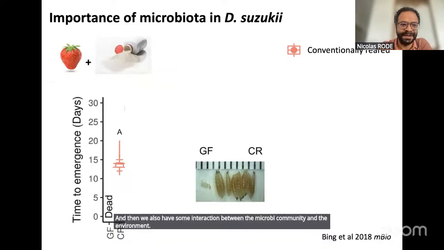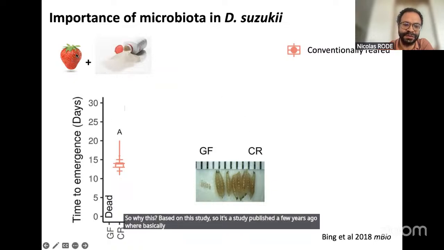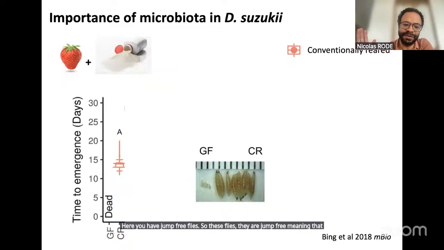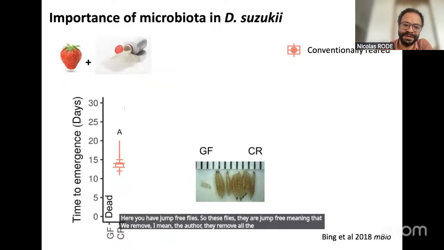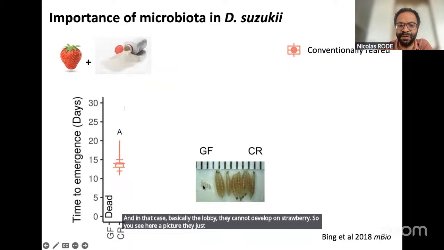So why this? Based on a study published a few years ago, where they basically crushed strawberries and just added agar. Here you have the time to emergence, and here you have germ-free flies. These flies are germ-free, meaning that the authors removed all the microbiota, all the yeast, all the bacteria, by bleaching the embryos. In that case, the larvae cannot develop on strawberry. You see here a picture: they just remain teeny tiny and never grow.